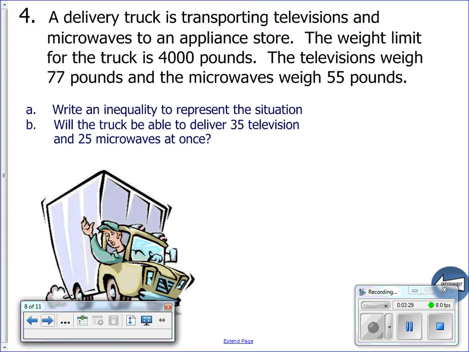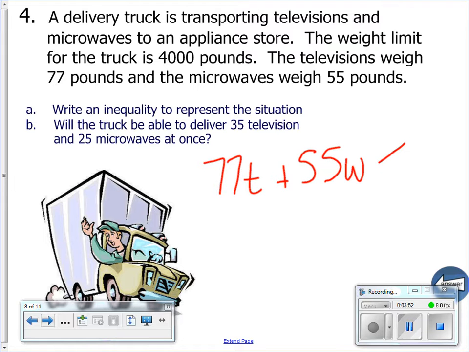A delivery truck is transporting televisions and microwaves to an appliance store. The weight limit for the truck is 4,000 pounds. Televisions weigh 77 and the microwaves weigh 55. Write an inequality. So I have the televisions weigh 77, and when I add that to the 55 pounds per microwave, it has to be less than or equal to 4,000.